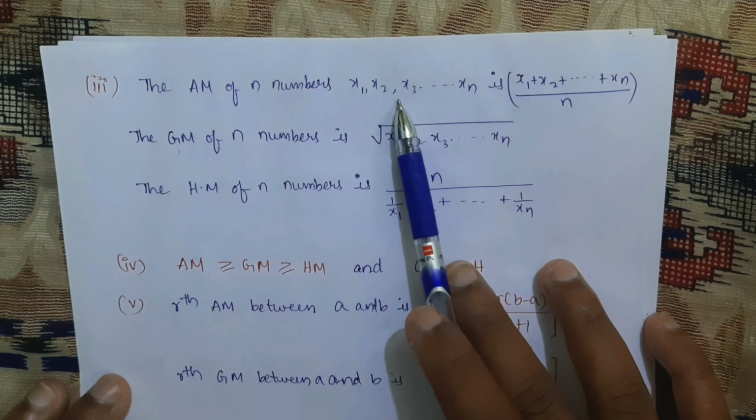We know the Tn formulas for AP, GP and also for harmonic progression. What are those? Tn for AP is a plus (n minus 1) into d. Tn for GP is a r to the power n minus 1. And Tn for harmonic progression, the reciprocal of AP, is 1 by a plus (n minus 1) into d.